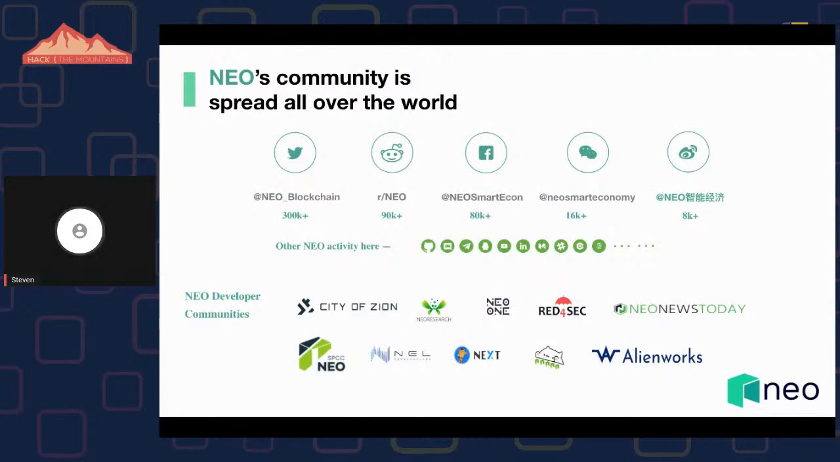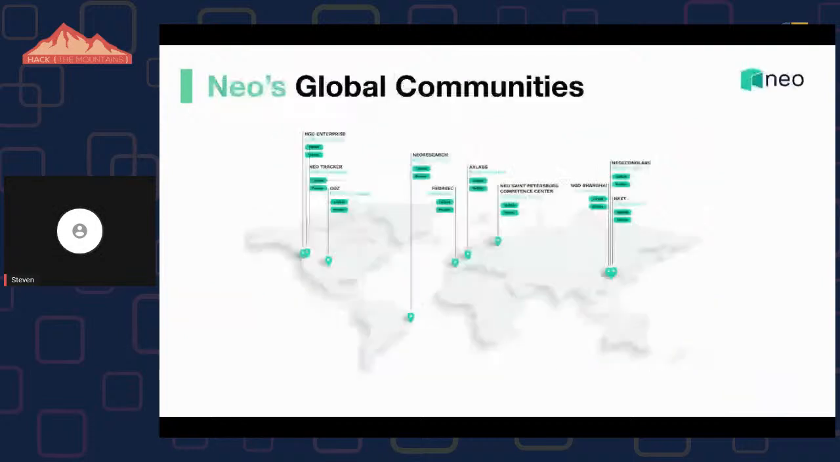Yeah, and here is some view of our global community. You can see a lot of communities around the world, and we have our strong social media. As I said, Neo is globally developed. We are not only based in Shanghai, we also have an office in Seattle, and that's the NGD team.